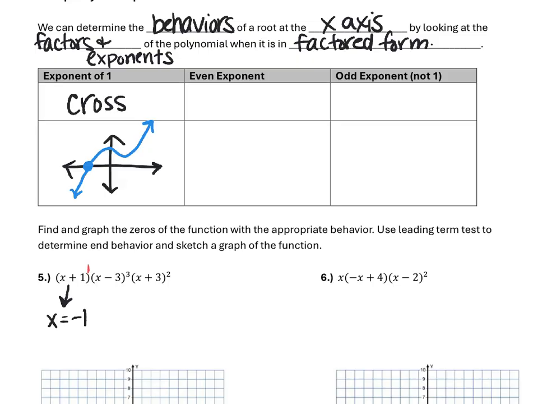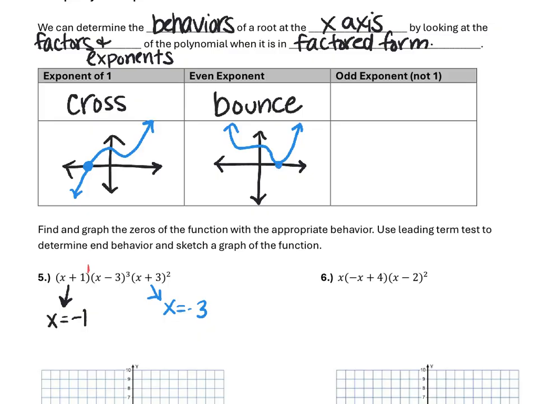If we have an even exponent, 2, 4, 6, 8, this factor has an exponent of 2, so it's even. Our 0 would be at x equals -3, but at -3, it's not going to cross because it has an even exponent. It is going to bounce off the x-axis. So what this is going to look like is this. It is essentially the bottom of a parabola. So it's going to look something like this, where it touches the axis, switches directions, and goes the other way.